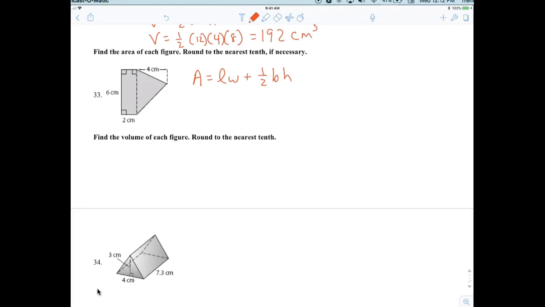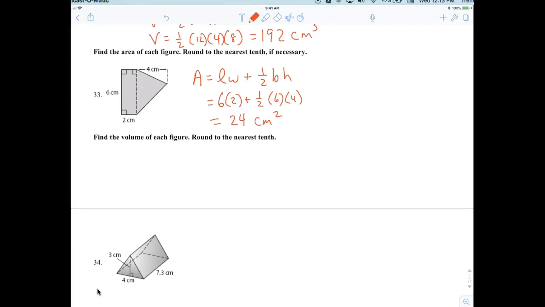Now, what is the length and width of the rectangle? 6 and 2. Yep. What's the base and height of the triangle? 6 and 4. Good job. Is that correct? Anybody else get that? What is it? I got 20. I think it's 24 centimeters squared. You agree with that?